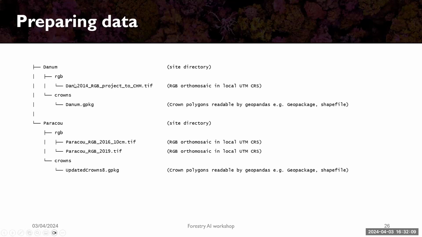What you can see here is for Danum, we have the RGB TIFF image, and we have the crown map in GeoPackage. I prefer GeoPackage because it's a bit more modern than shapefile, and you don't unexpectedly get column names being changed due to unusual things on the system. And in Paracou, you can have even multiple dates of data to allow for more training data availability. So this is the initial setup. You need the RGB in a folder and the crowns in a separate folder.